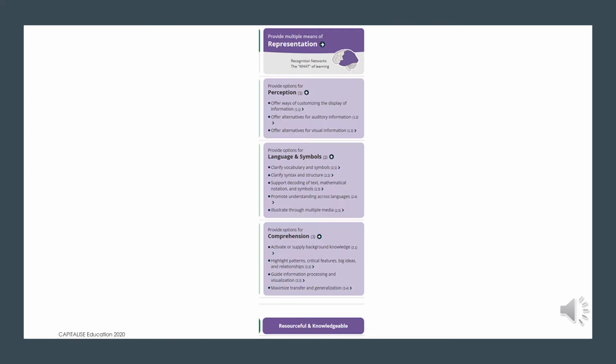The second principle of universal design for learning is the idea that teachers can represent knowledge to students in multiple ways. It consists of 3 guidelines and 12 checkpoints. The aim of the second principle of universal design for learning is to develop expert learners who are resourceful and knowledgeable.